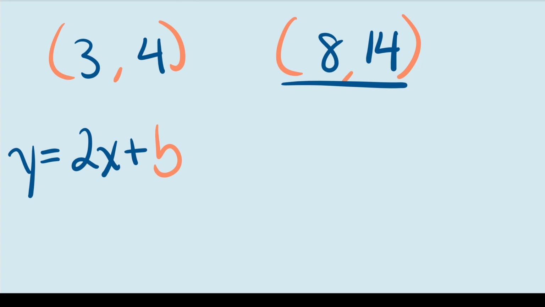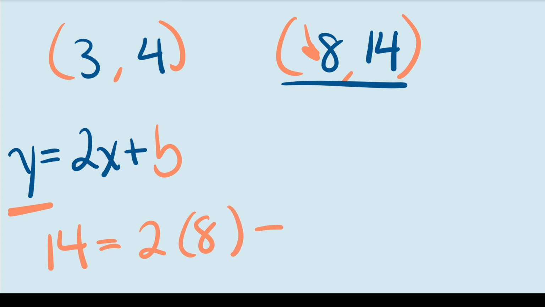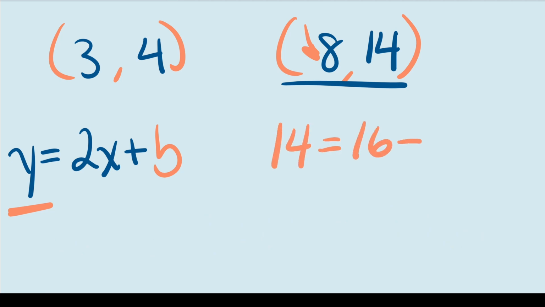So we can start plugging in the values. Our y value, which is on the left-hand side here, is equal to 14. And that's going to be equal to 2 times the x value, and the x value is 8 from the ordered pair. So we have 2 times 8, and then plus b. We don't know b, but we can figure that out. Because 14 is equal to 2 times 8 plus b, we can simplify this so that it's 16 plus b, because 2 times 8 is equal to 16. We can remove a little bit of the clutter so that it's just 14 equals 16 plus b.